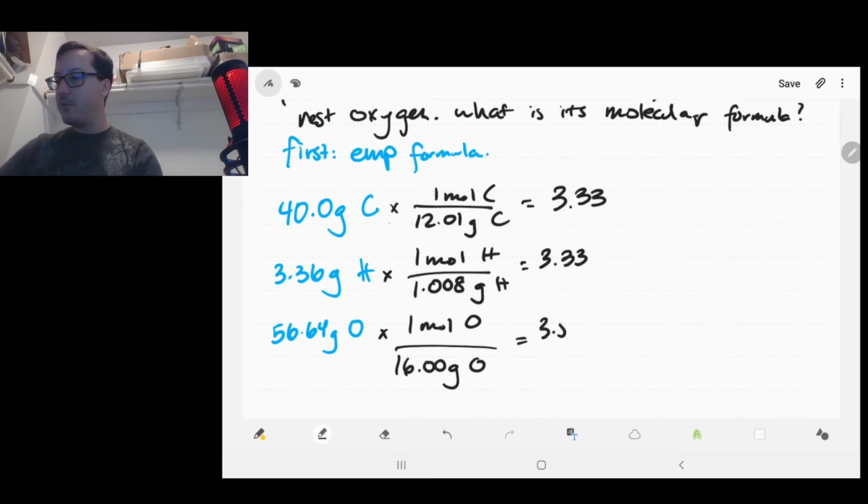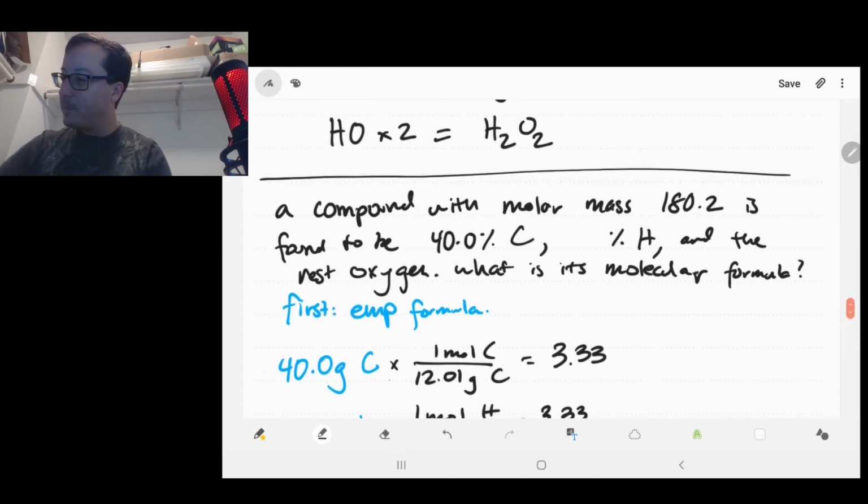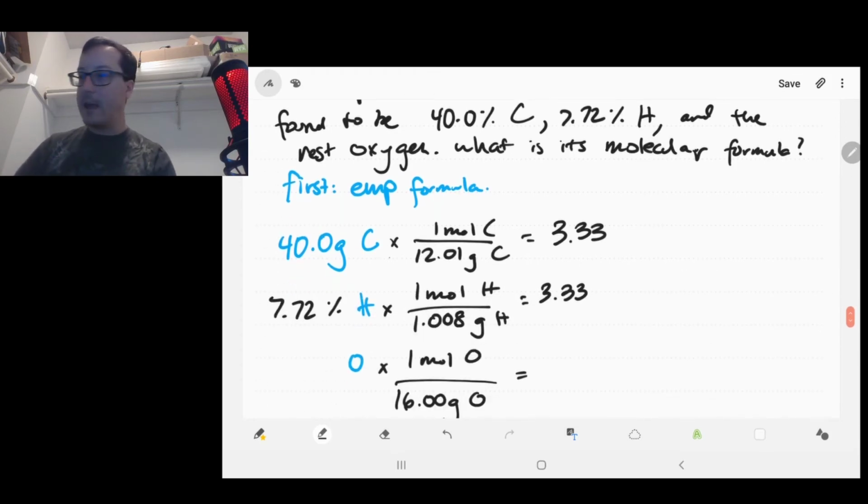is 3.54. Because I've done this problem wrong, I need to change the percentages. I think when I was setting up this problem, this is not what I intended it to be. So let me just backtrack on this. Should not be 56. This number needs to be doubled here. So let's say it's 7.72% hydrogen. Let's go ahead and change this problem. Okay. Sorry, I lied to y'all. We have to fix this. So 52.28 percent oxygen.